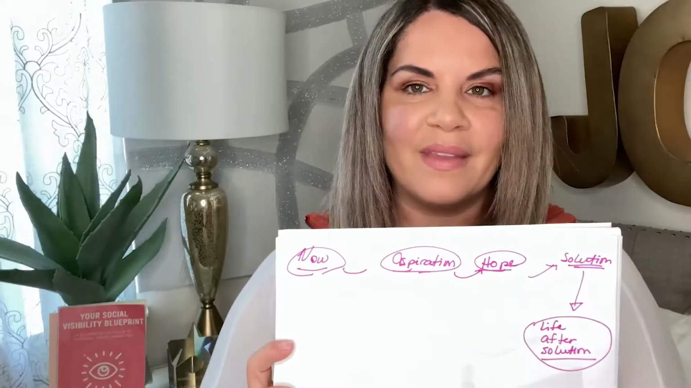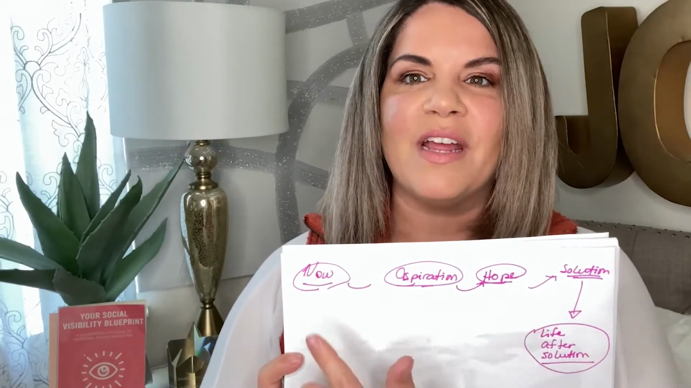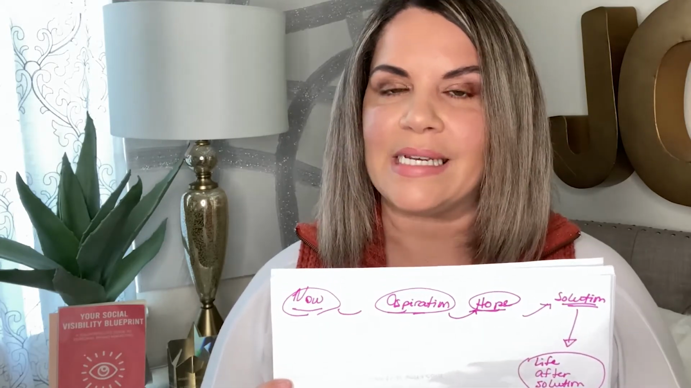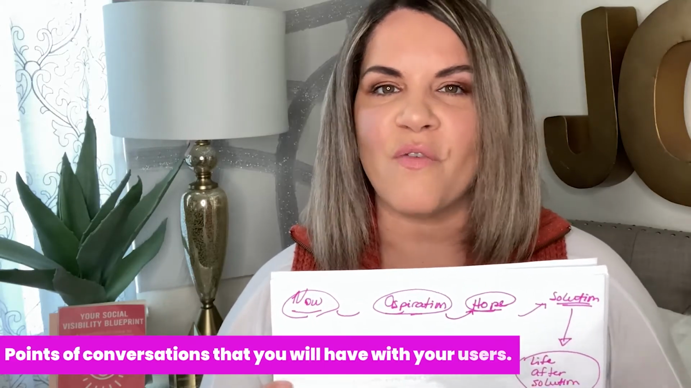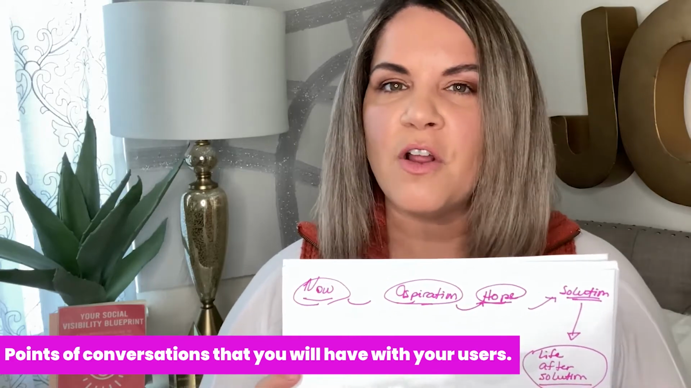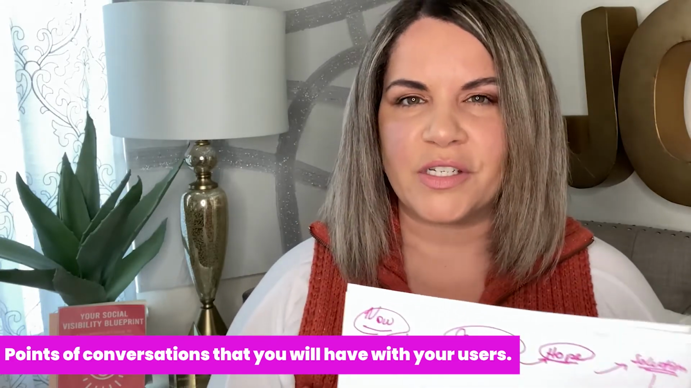So let's dive in. Ideally, you want to draw a roadmap, and it's going to have 1, 2, 3, 4, and 5 pieces. And those 5 pieces mean points of conversation that you will have with your users. So follow me here and draw those 5 points of conversation. The first point of conversation is going to be the now.